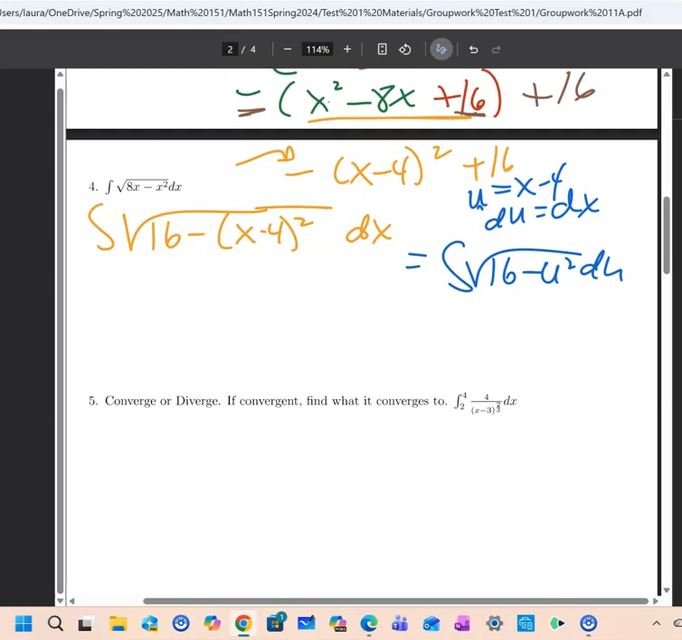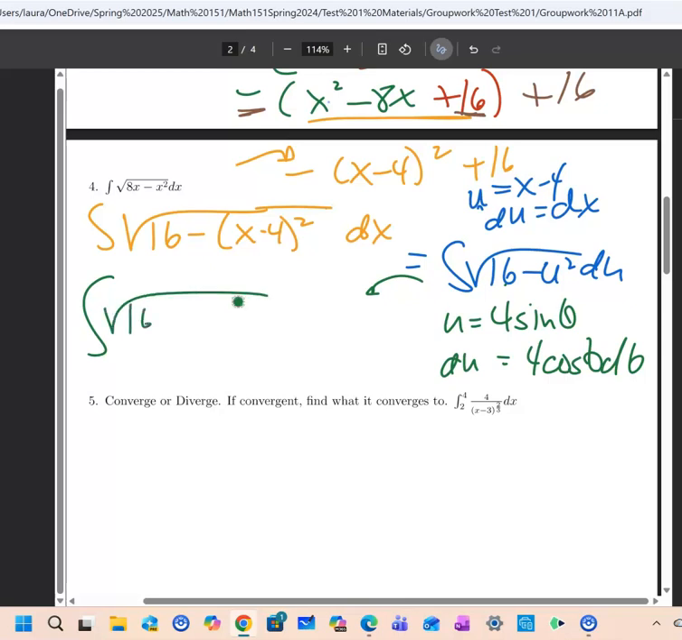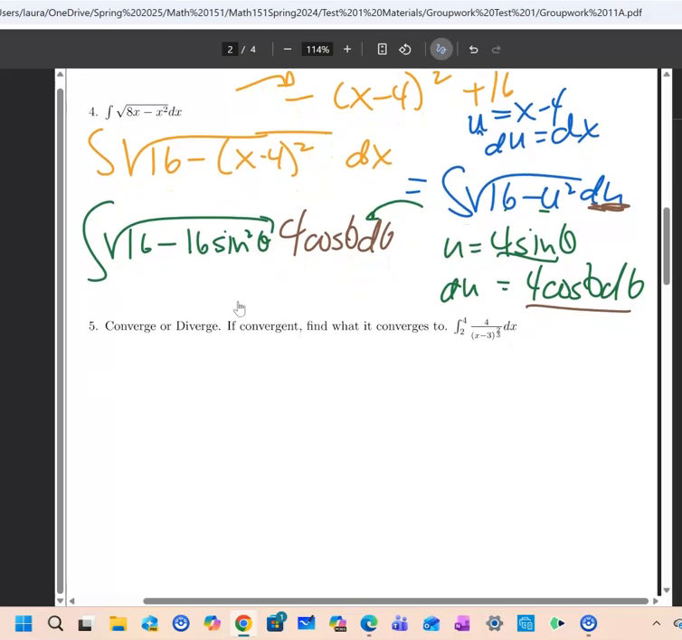Oh, will you look at that? That's sine, right? So u is equal to 4 sine theta. du is 4 cosine theta d theta. All right, so here we go. Replacing, I get 16 minus, and put the 4 sine theta in there, I get 16 sine squared theta. And remember, the most common mistake is to forget to put the du in. So don't make the common mistake. Keep that there.